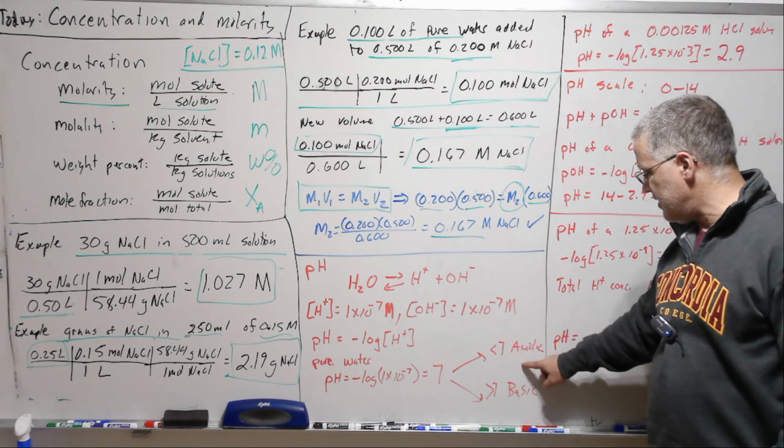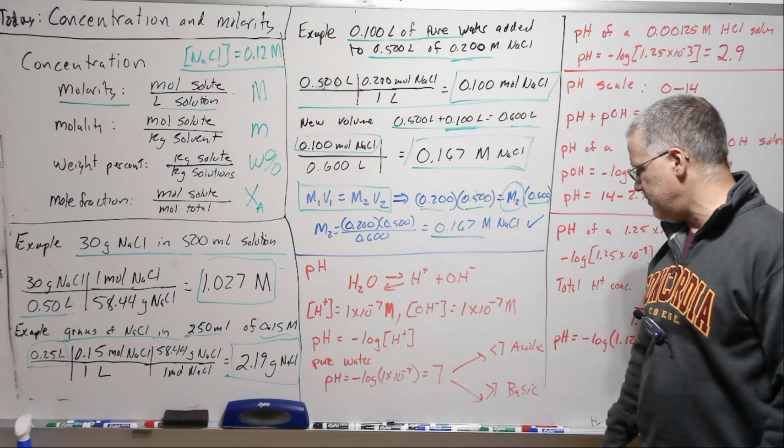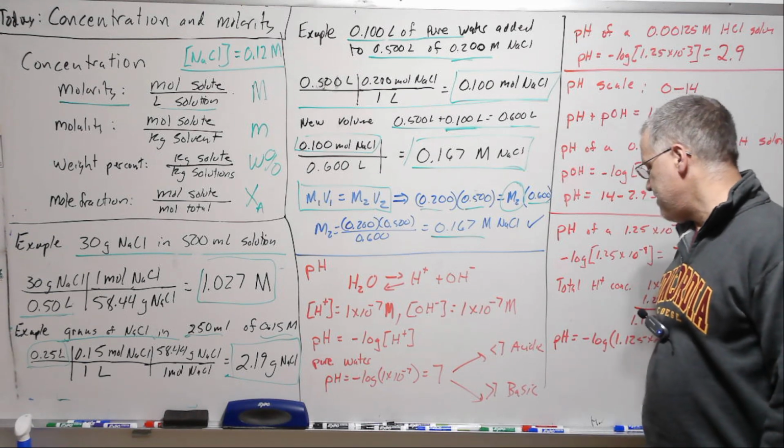Anything less than 7 is considered acidic. That's an acidic solution, means we're less than pH 7. And if we are greater than pH 7, we're basic.